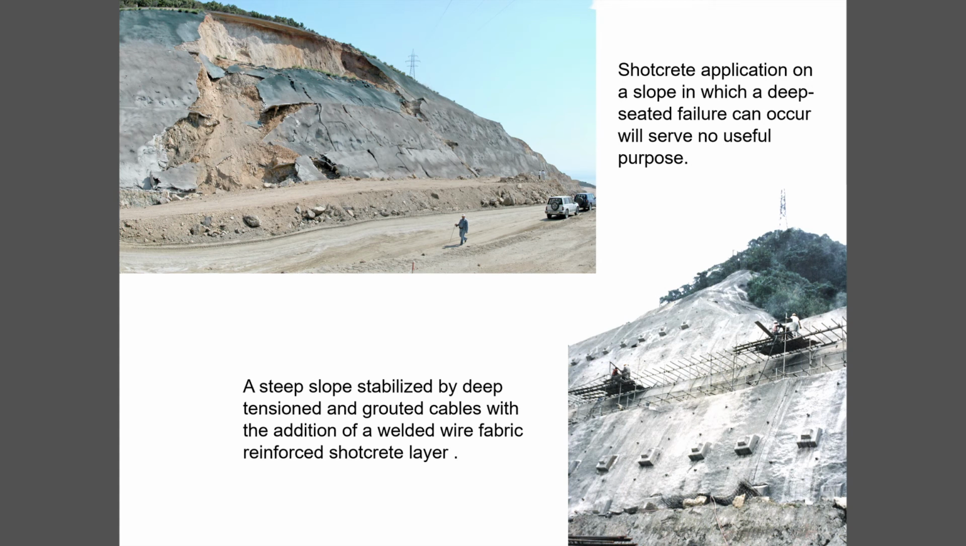In some cases it can be used, and the lower photograph is a slope in Taiwan where they've used very heavy anchors to stabilize the rock slope, and you see them being drilled in there, and the shotcrete is used to keep the surfaces stable. The shotcrete in that case would have probably a heavy mesh, and the shotcrete would be applied on top of the mesh and integrated into it. So in many cases it can be effective, but a thin layer of shotcrete just sprayed on the slope is not very much use.